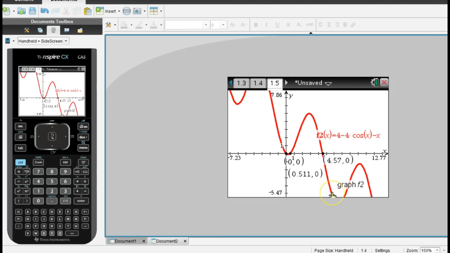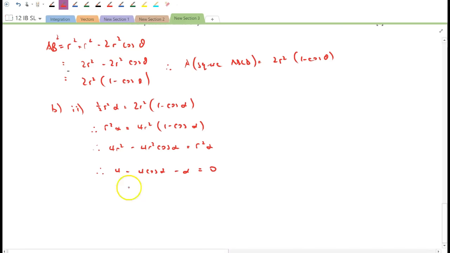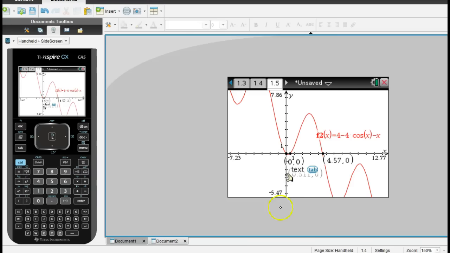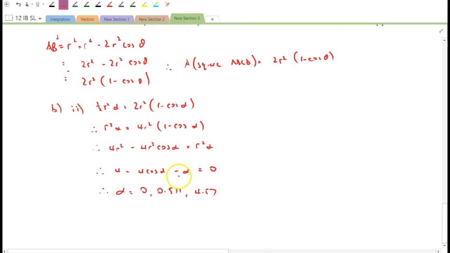And 4.57. So 0, 0.511 and 4.57. So therefore, alpha is equal to 0, 0.511 and 4.57. They're the three values you can see where 4 minus 4 cos alpha minus alpha equals 0. Okay, so let's go back to the question and have a look at what values alpha can take.